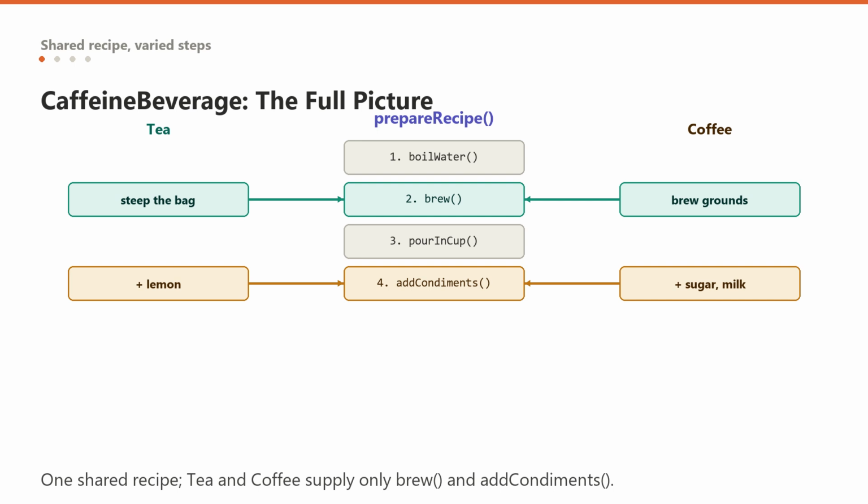Now tea and coffee each extend the base class and implement just those 2. Tea brews by steeping the bag and adds lemon. Coffee brews the grounds and adds sugar and milk. Neither one touches the overall recipe. You've captured the shared sequence once and varied only what truly differs. That's the whole pattern.